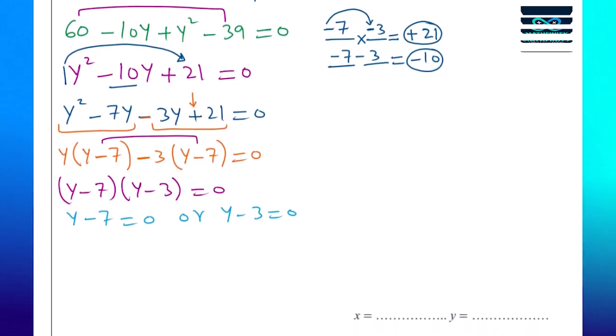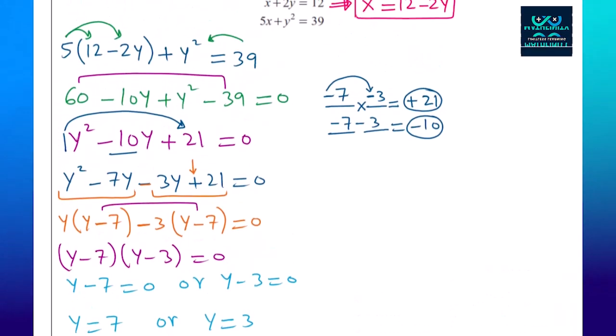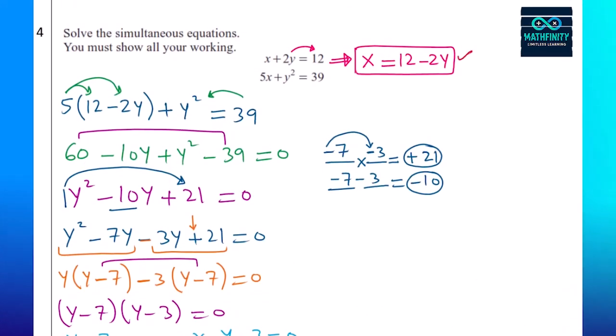What two values will we get from here? Y equal to 7 or y equal to 3, these two values. After this one, first of all, write here 7 and 3. And then you can make the column and substitute these two values in one of the given equations. It's up to you. You can choose any one of them, but easier is the linear one.